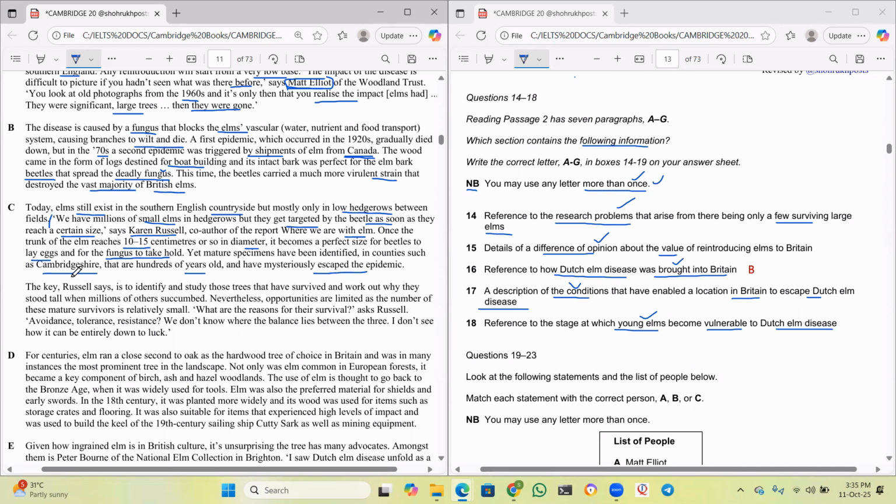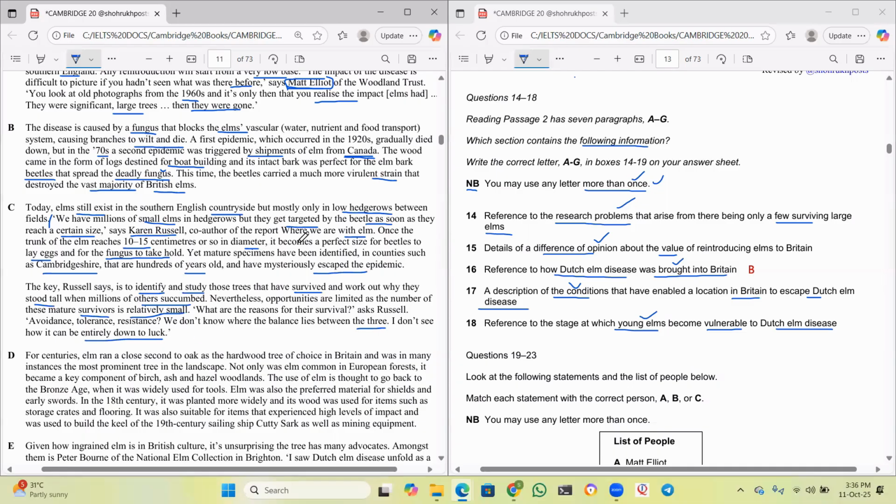So here we got something about escaping the epidemic, and also here we read about the young elms which are vulnerable to the disease. Let us read further. Let us read the whole paragraph. The key, Russell says, is to identify and study those trees that have survived and work out why they stood tall when millions of others succumbed. Nevertheless, opportunities are limited as the number of these mature survivors is relatively small. What are the reasons for their survival? Says Russell: avoidance, tolerance, resistance. We don't know where the balance lies between the three. I don't see how it can be entirely down to luck.